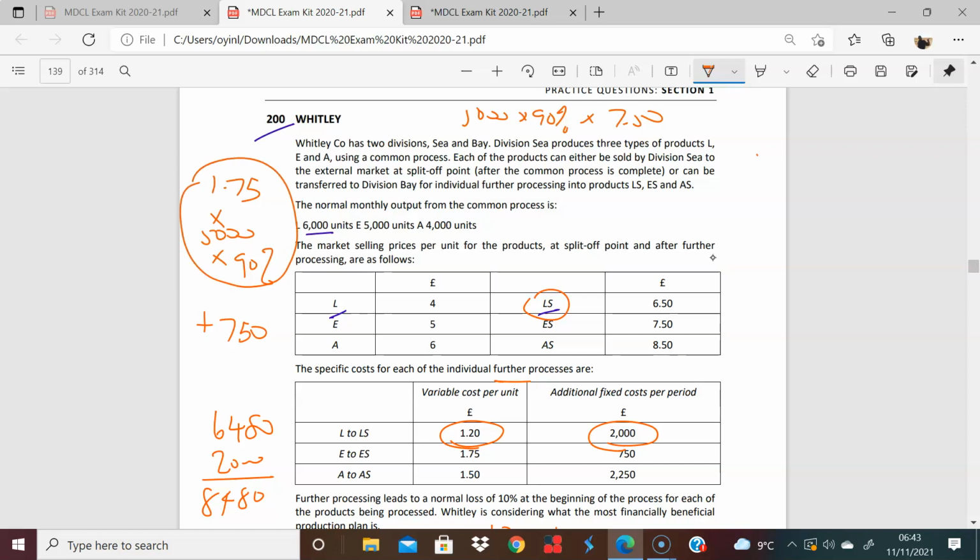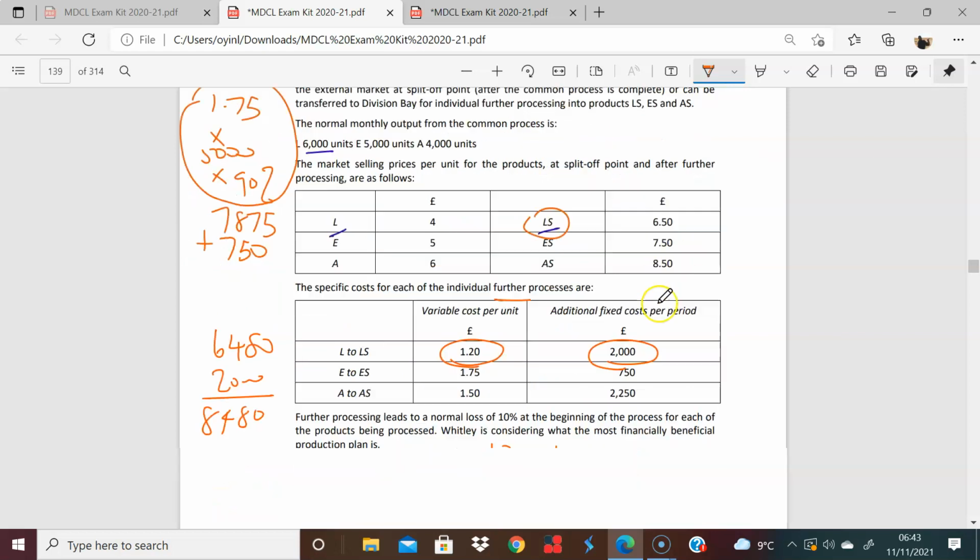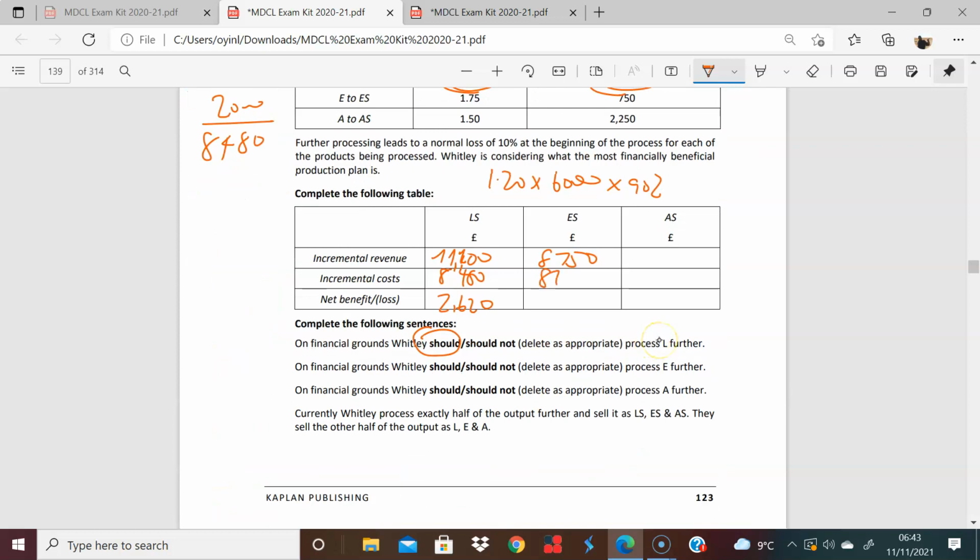£1.75 times 5,000 times 0.9 gives me 7,875. So 7,875 plus 750, which was the fixed cost, is 8,625. So I still have 8,750. I still have an advantage, a net benefit of 125. So you should go forward and complete.